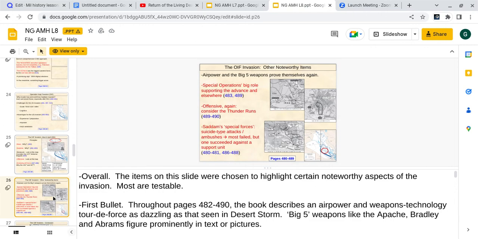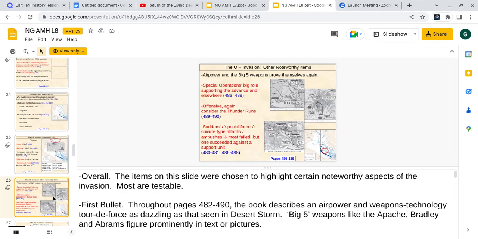Next, for special operations, they played a big role supporting advances in other areas. Offensive was used thanks to what was known as thunder runs. Thunder runs was just a battle tactic that they used that was really effective, and it was effective mostly due to all the weapons technology that they had at the time. Saddam's special forces used suicide type attacks and ambushes. They usually failed, but one succeeded against the support unit.